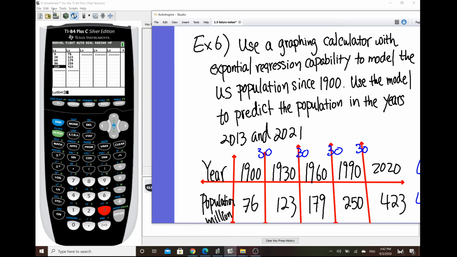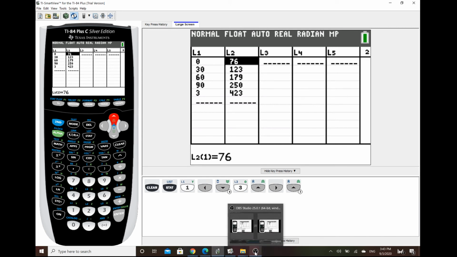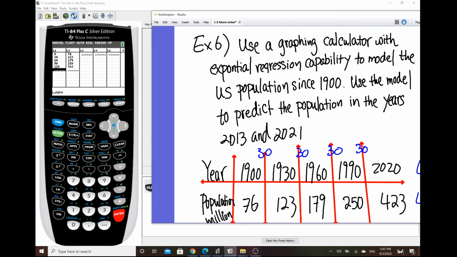So everything looks good here. That's fine. And now for the next column, I want to put in the population. Again, this one is 120. And now for the second row here, we got 76, 123, 179, 250, and then the next one, which is 423. Okay, so now everything looks good so far.